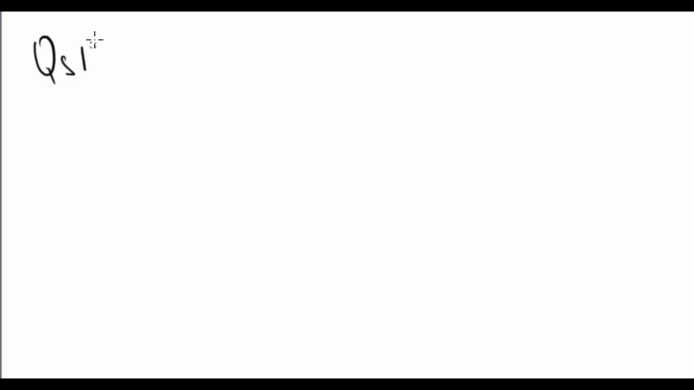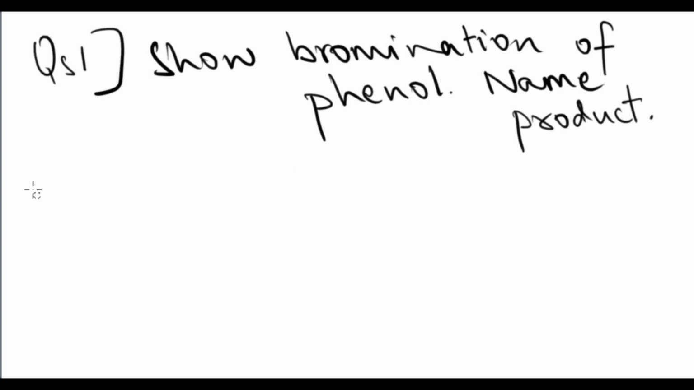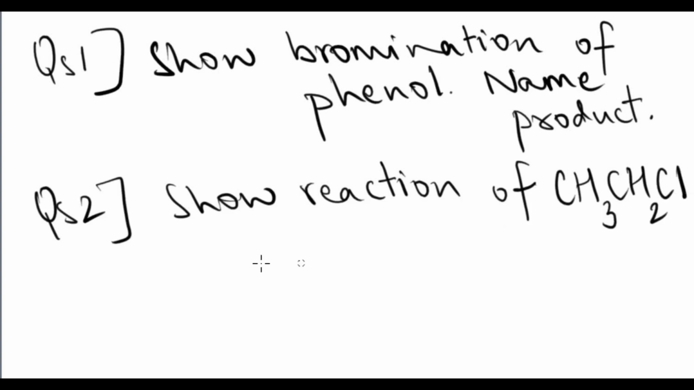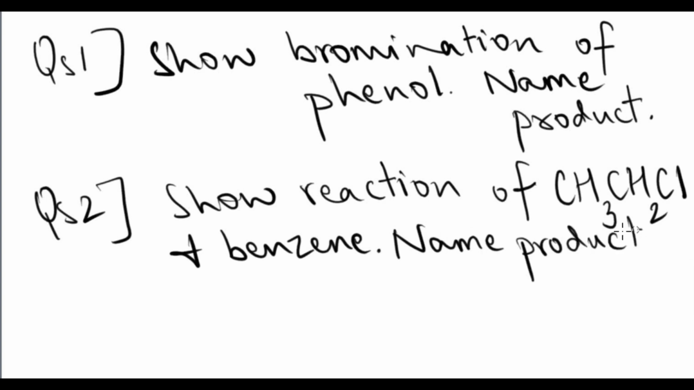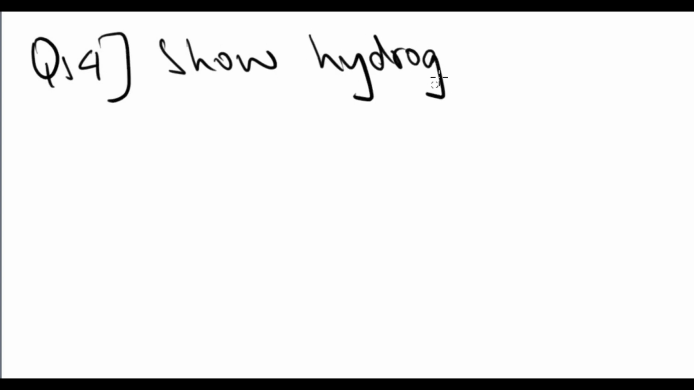Alright guys, let's move on to the homework for today. I will give you 4 different questions. So the first one is, you have to show me the bromination of phenol and name the product. Question number 2 is, show the reaction between chloroethane and benzene, and you have to name the product again. Question number 3 is, show the iodination of benzene and name the product. And the last question is, show the hydrogenation of benzene and name the product.